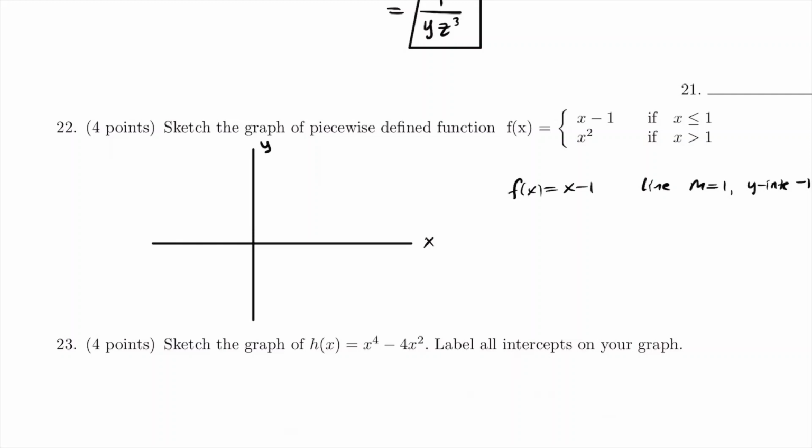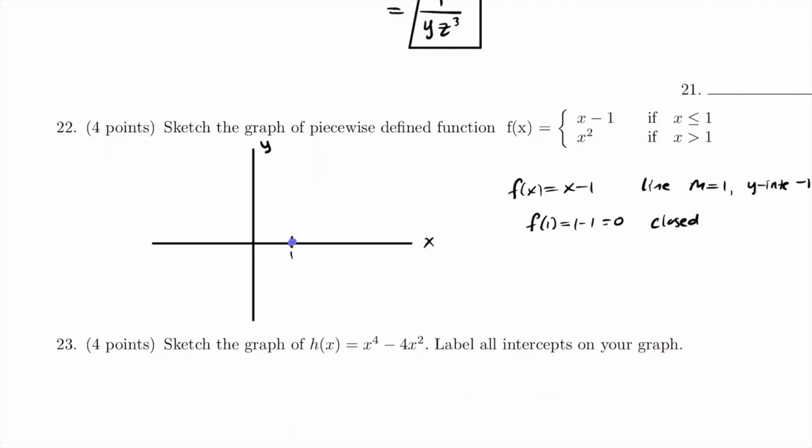So when x equals 1, you can plug it in. So f of 1 would be 1 minus 1. That would give us 0. So that's one of the points we know, and this is going to be closed because it's x less than or equal to. So here's 1, and (1, 0). When you plug in 1, you get 0. So you'll have this point right here closed.